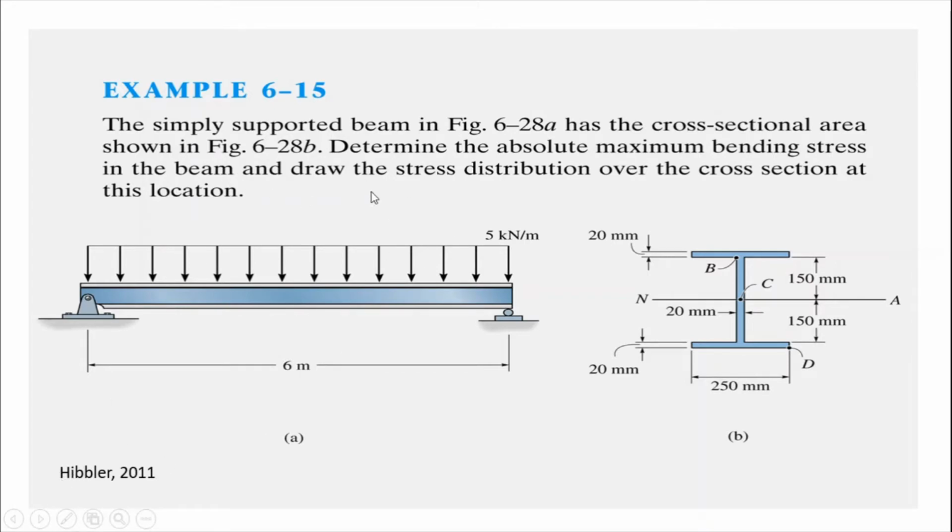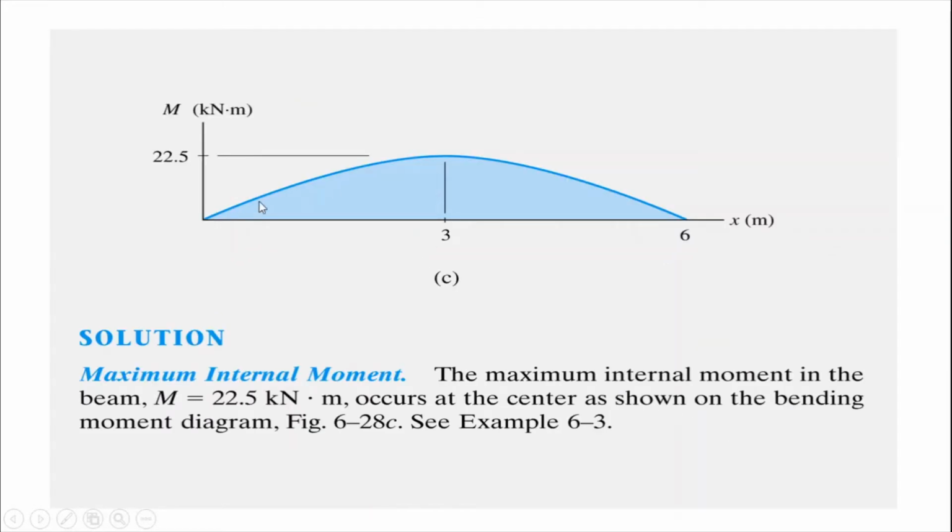The simply supported beam has the cross-sectional area as shown in the figure. Determine the absolute maximum bending stress in the beam and draw the stress distribution over the cross-section at this location. This is the symmetrical I section. The maximum bending moment is 22.5 kilonewton into meter.